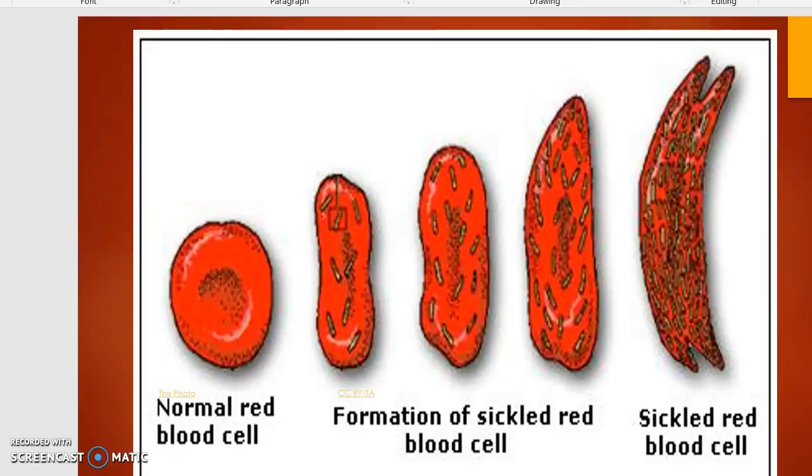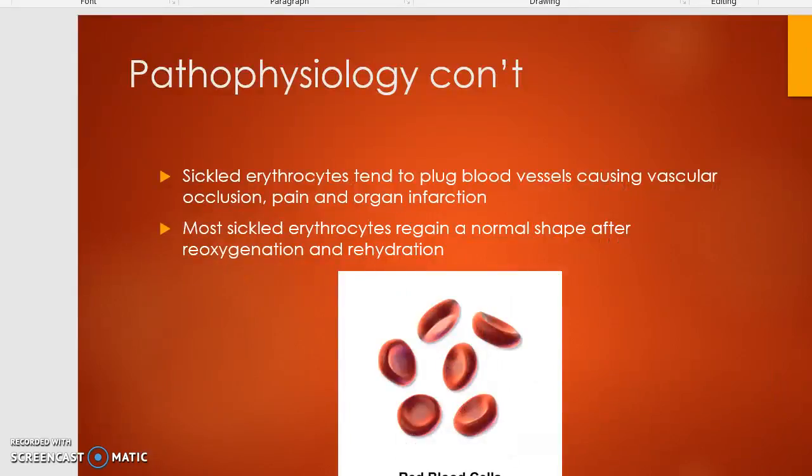This is a representation of what a normal red blood cell looks like and what a sickled red blood cell looks like. Sickled erythrocytes tend to plug blood vessels, causing vascular occlusion, pain, and organ infarction. Most sickled erythrocytes regain a normal shape after reoxygenation and rehydration.